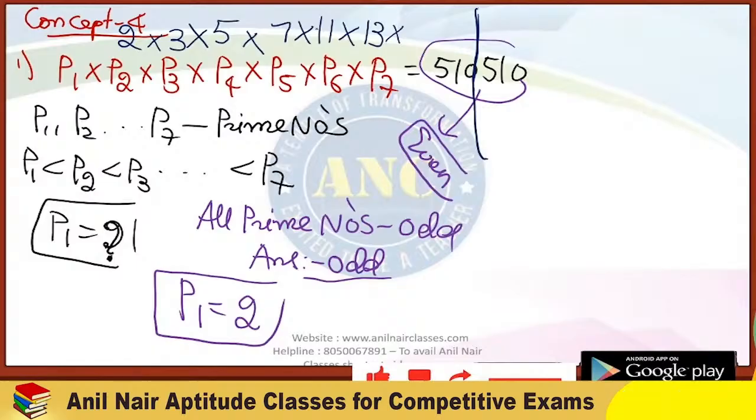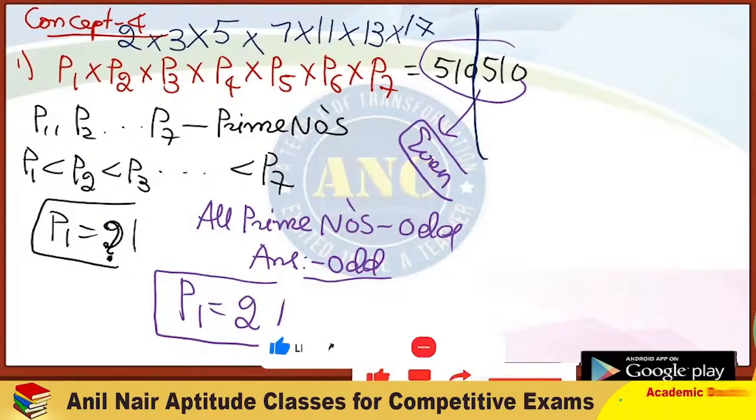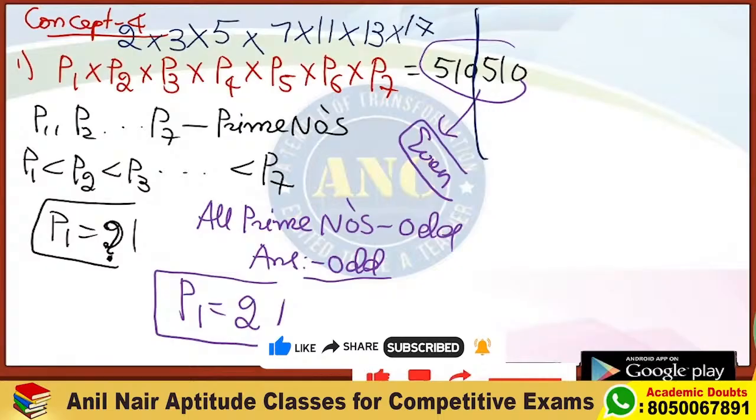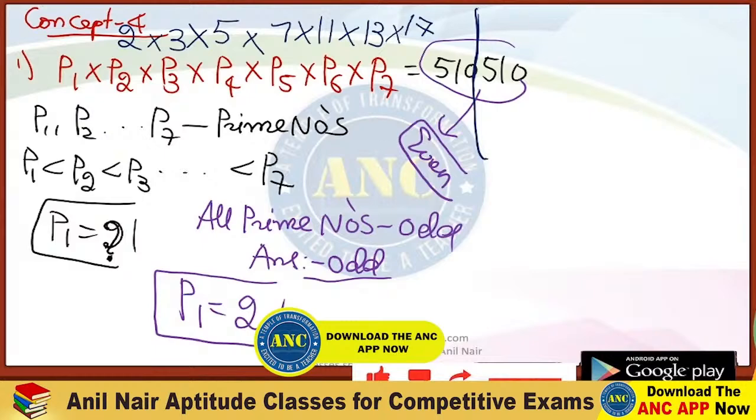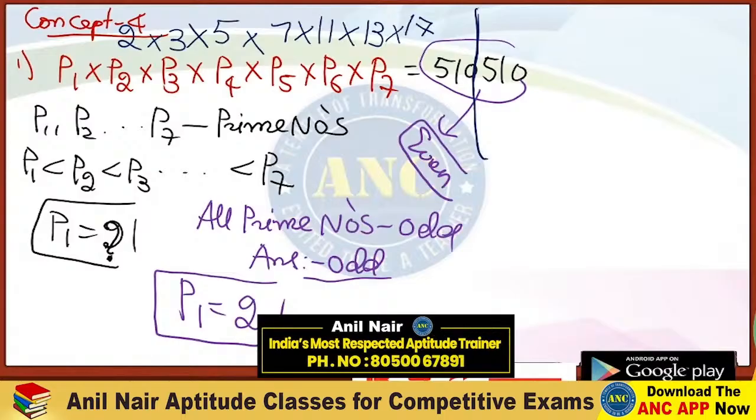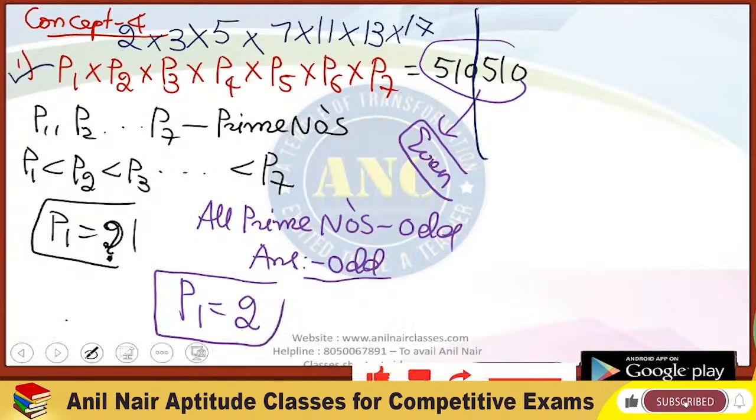Now, among these 7 prime numbers, after 13, what is the next prime number? 17. 17 times 30 is our 510. So we got the answer as 2, 3, 5, 7, 11, 13, 17. I hope it is clear. Just by looking at the question, you can find out the values of P1 to P7 if you know the divisibility rules of some selected prime numbers. Concept number 4, I hope it is clear. First problem. Second one.